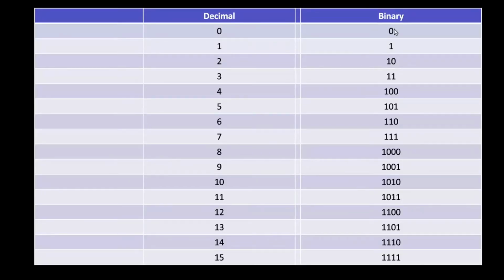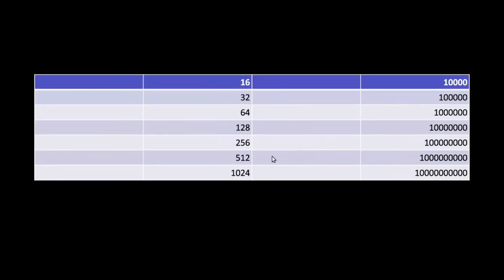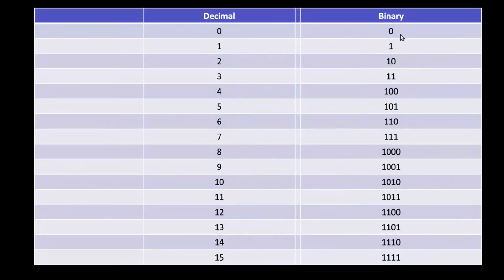If you can see here, for a 3-digit number, we can represent up to 8 values: 0, 1, 2, 3, 4, 5, 6, 7. For the number 8, we need to have 4 transistors. Like that, as the number of transistors increases, the number of values we can represent will also increase.